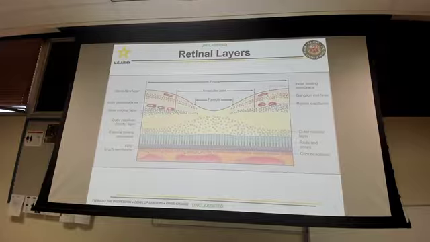Here's a schematic drawing of the retinal layers. The top is the innermost layer, so it starts with the inner limiting membrane. And if you follow the layers down, it ends with the RPE, the retinal pigment epithelium.